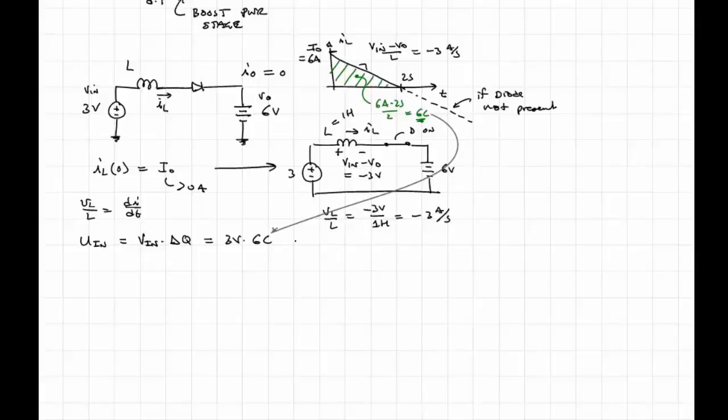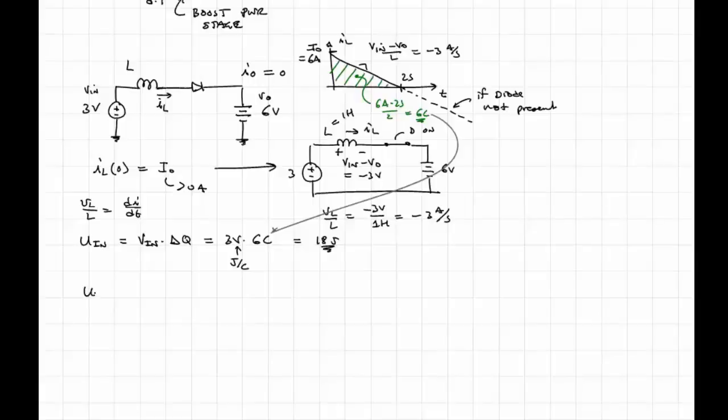And remember, voltage is joules per coulomb. So we just delivered 18 joules of energy. The inductor took 18 joules of energy from our voltage source Vin.